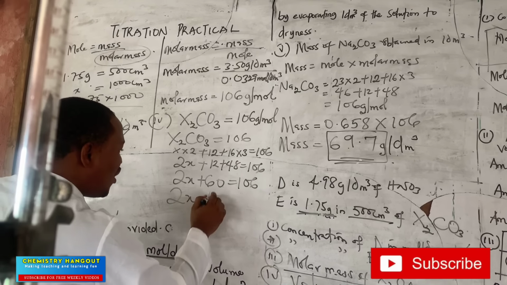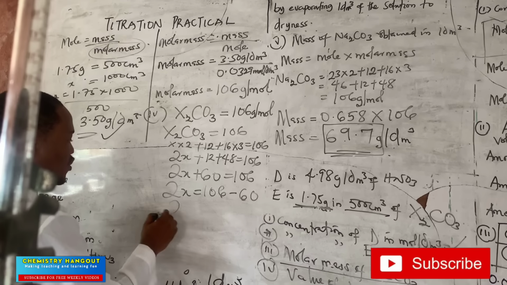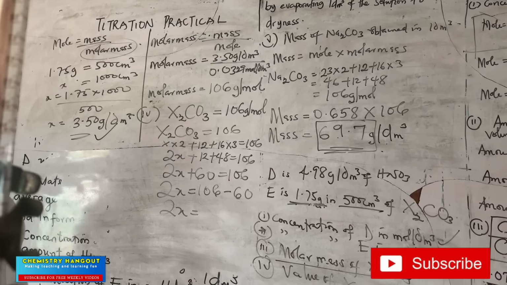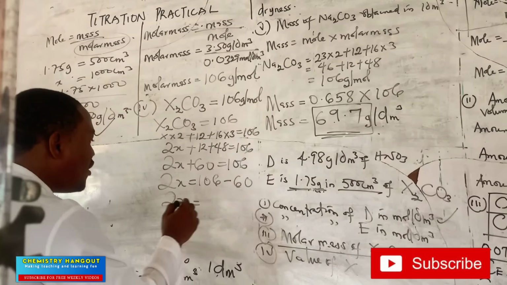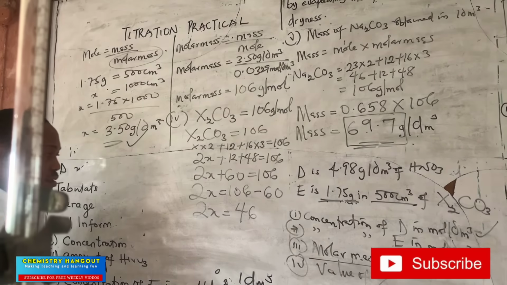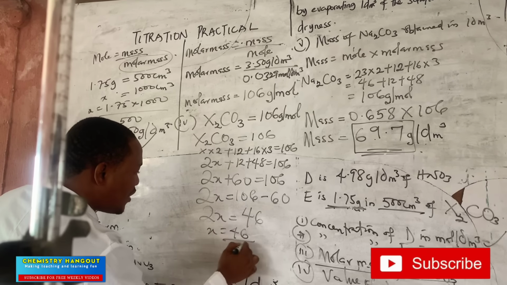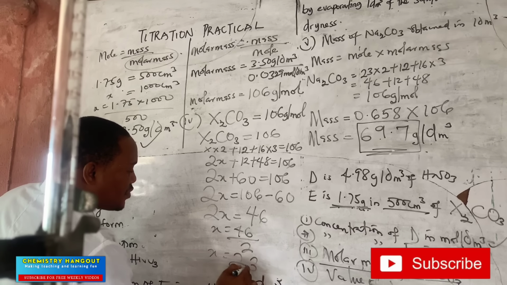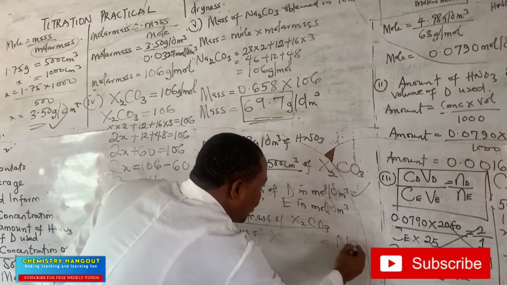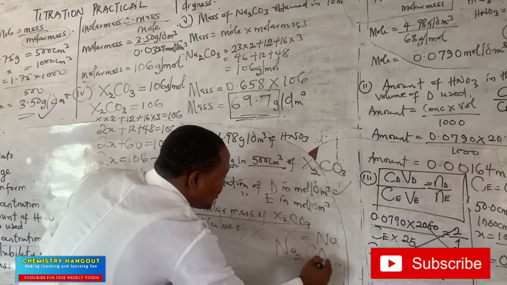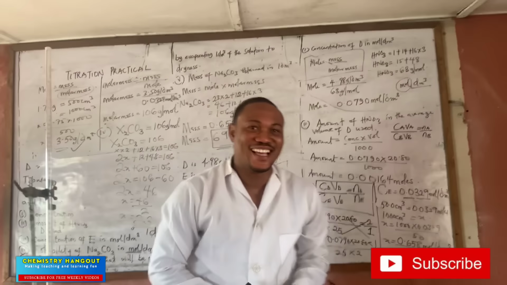2x will now be our arithmetic now, 106 minus 60. So 2x will be 106 minus 60, that's giving us 46. Divide both sides by 2, because we are looking for x. So x will be 46 over 2. X will be 23, which is the molar mass of sodium. So which means X is sodium. So this compound is Na2CO3. Simple, interesting, fantabulous. You are doing well.